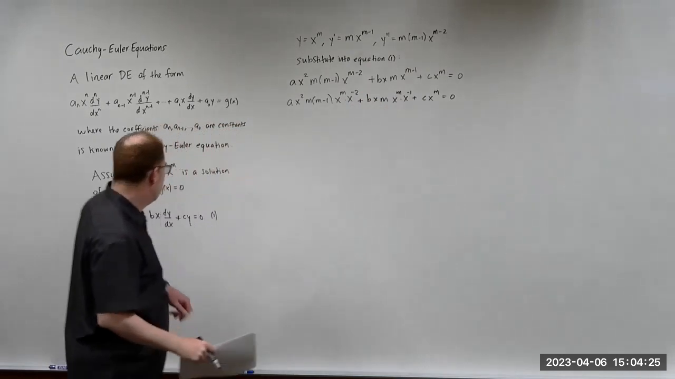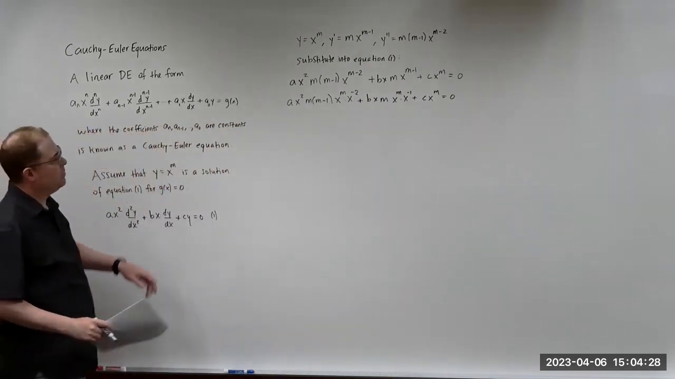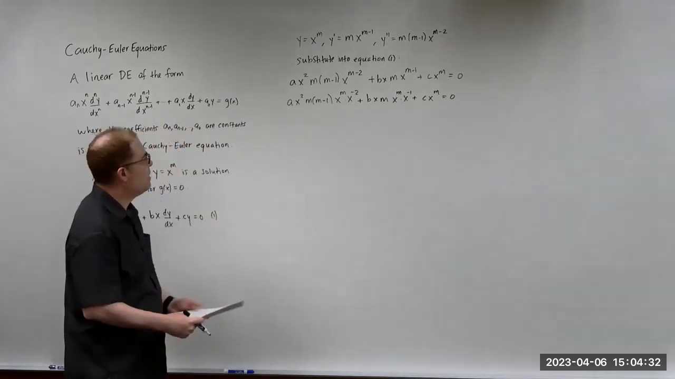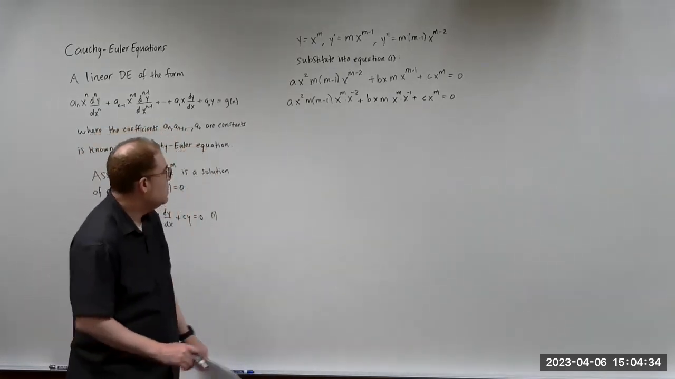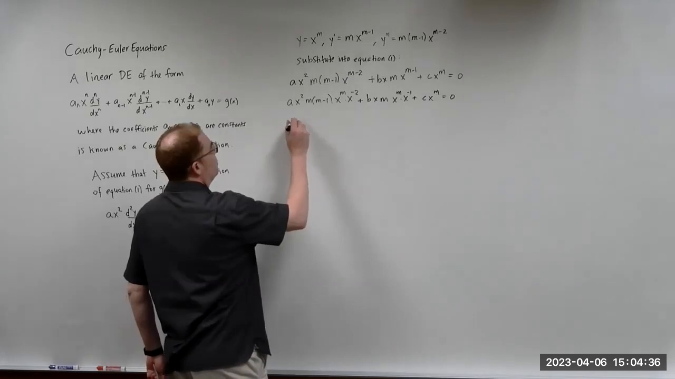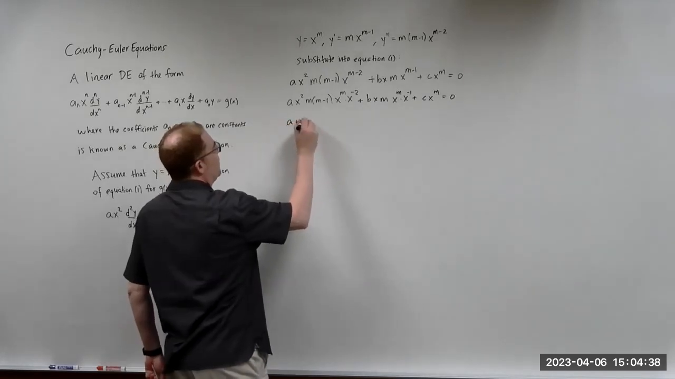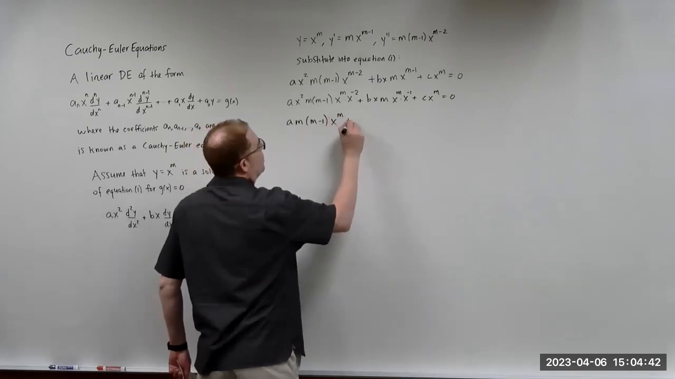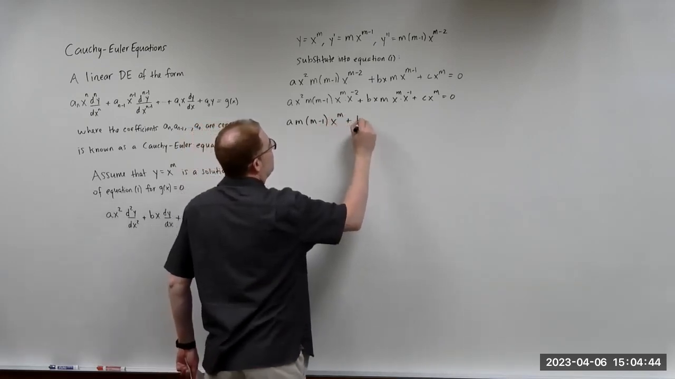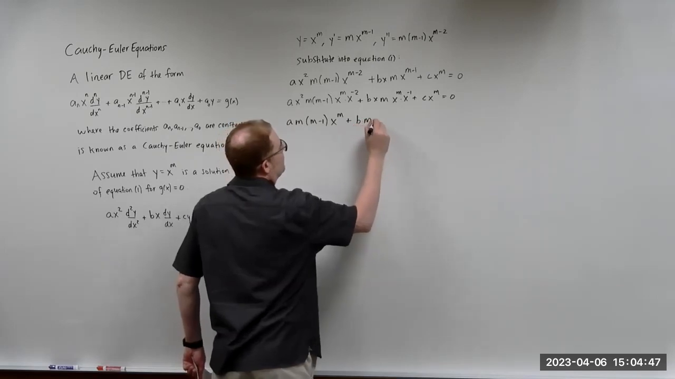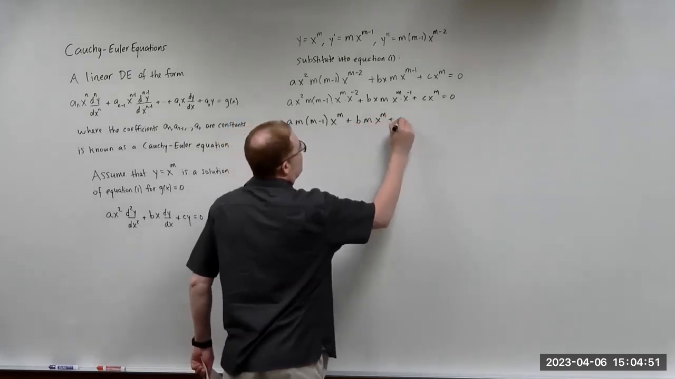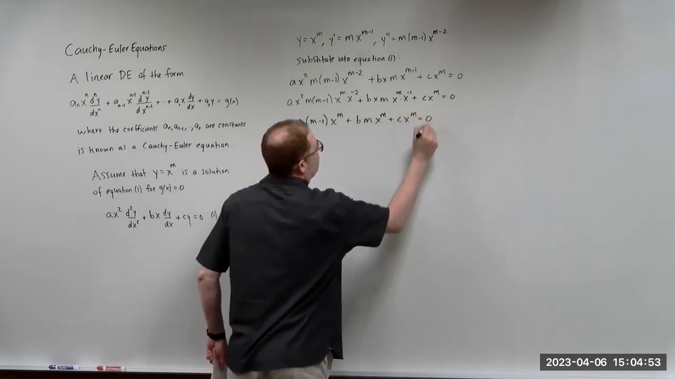Okay, yeah. So we have b times x. Therefore, x and 1 over x are going to cancel out. So this is going to leave us with basically a times m minus 1 times x to the m plus b times m times x to the m plus c times x to the m equals 0.